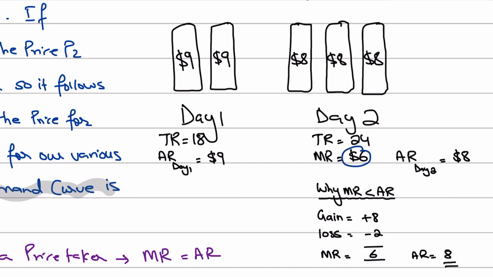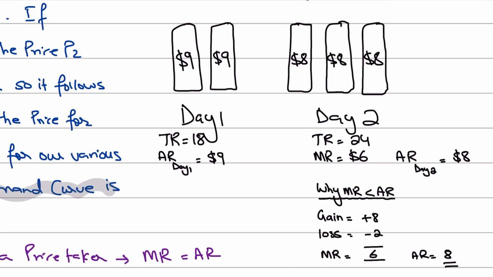Now, what we are saying is that on day 2, the addition to revenue is $6. That is the marginal revenue, but the average revenue on day 2 is $8. But why is the marginal revenue less than the average revenue? Why is the addition to revenue less than what the average is?